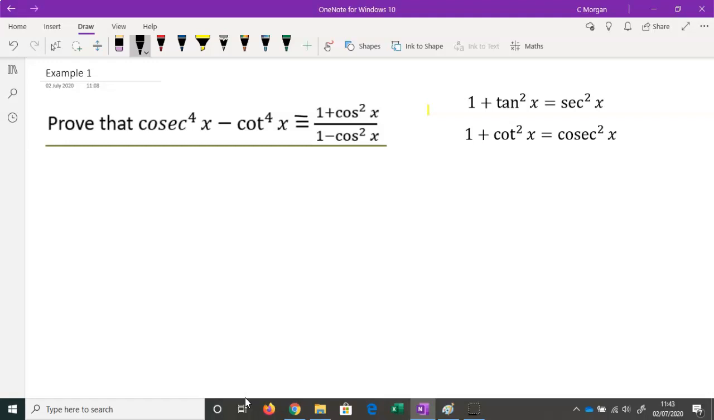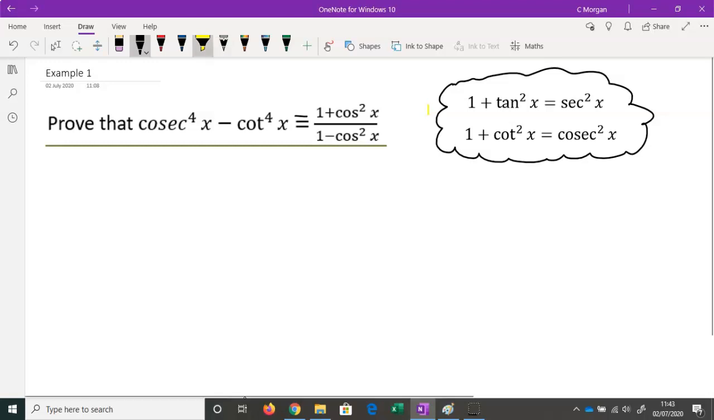What I would like you to do is I'll give you a little bit of thinking time. I'd like you to think how on earth you could make use of either of those identities that we've just learnt to prove that the left-hand side must be the same as the right-hand side. You can press pause while you have some thinking time. And I'm going to go over it now.